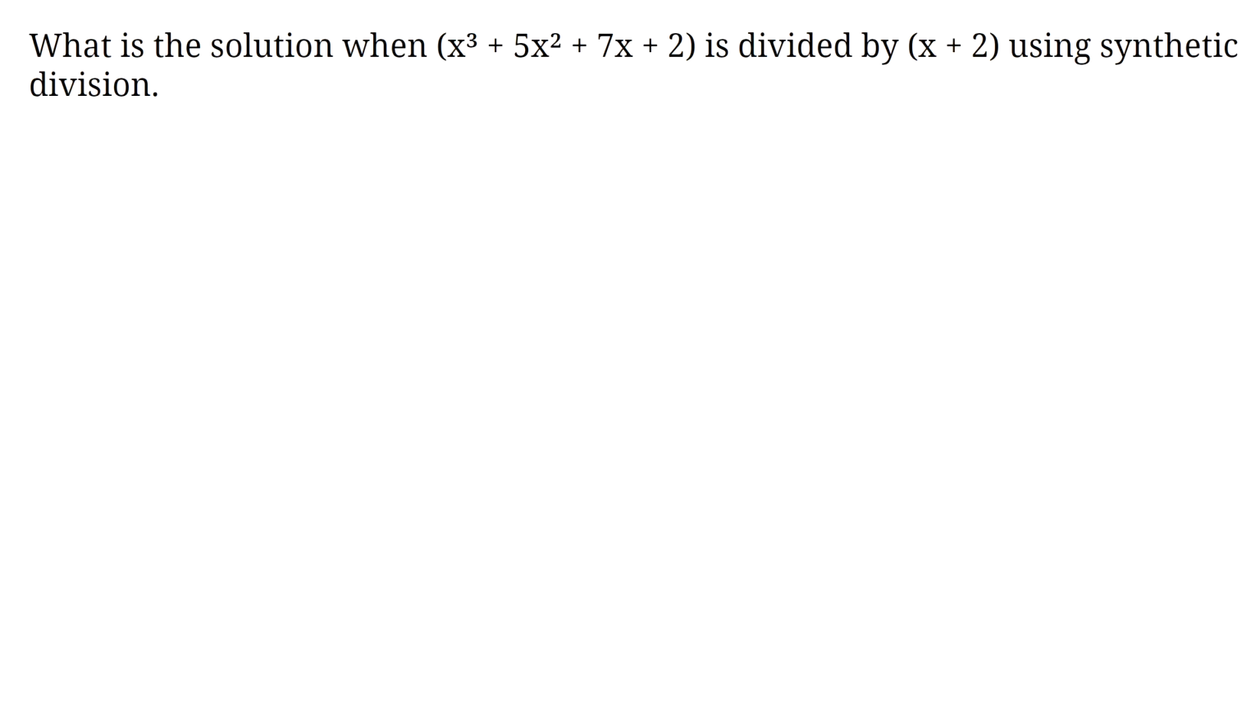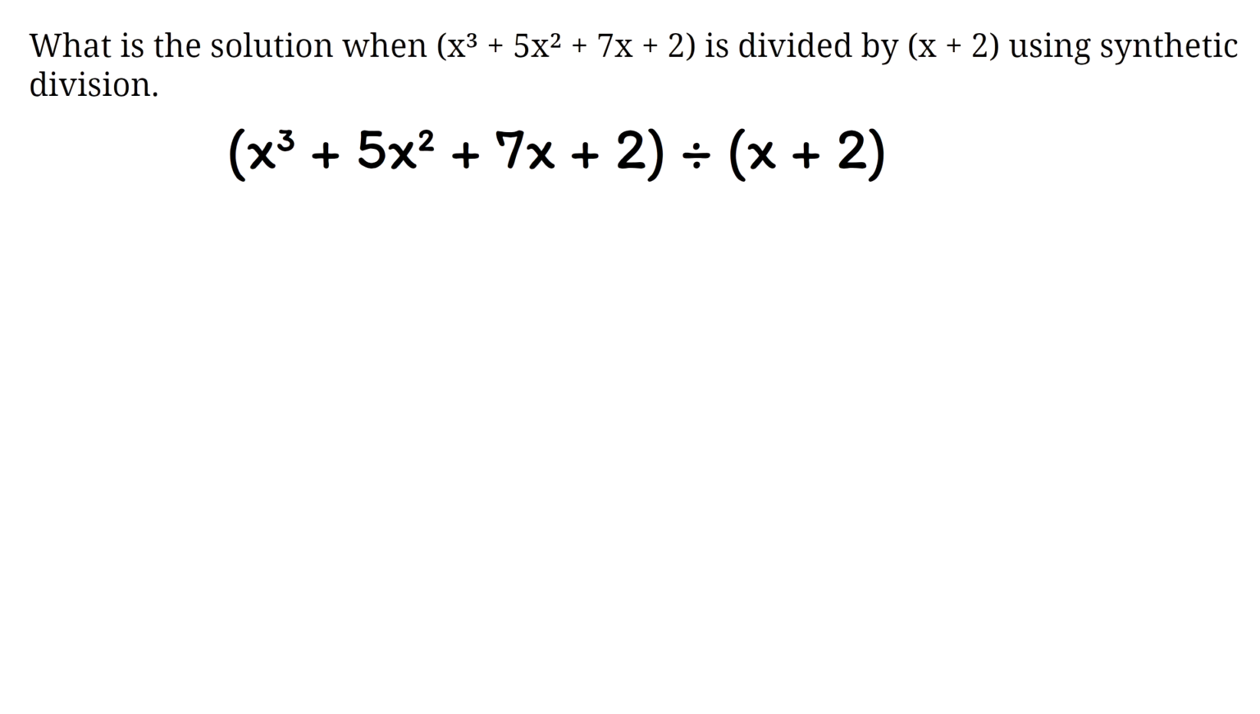What is the solution when the polynomial x cubed plus 5x squared plus 7x plus 2 is divided by the polynomial x plus 2 using synthetic division? To solve this, you first equate the divisor polynomial to 0. In this question, the divisor polynomial is x plus 2 since it is the polynomial performing the division. So we'll equate it to 0. Then solving for x, we subtract 2 from both sides. So x equals minus 2.